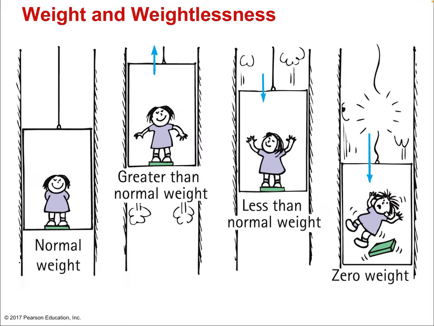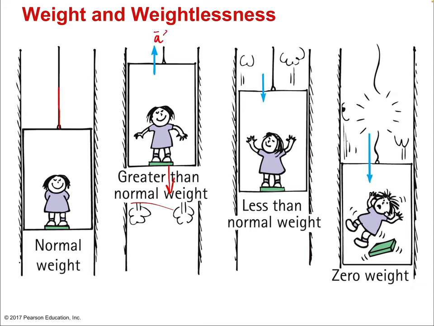All right, here are some other examples of relative weight due to the motion of the room around you, which we could think of as an elevator. So here's the cable holding the elevator. If you're in an elevator at rest, that's a normal weight, because there's just gravitational pull and the floor supporting you. But if the elevator is moving up, then the scale would read a weight more than normal.